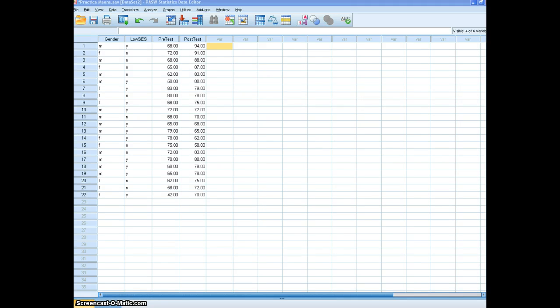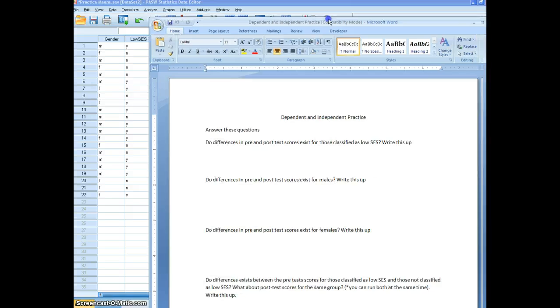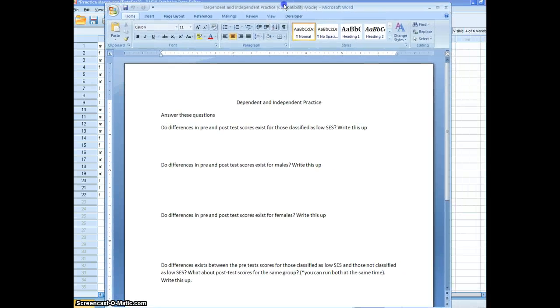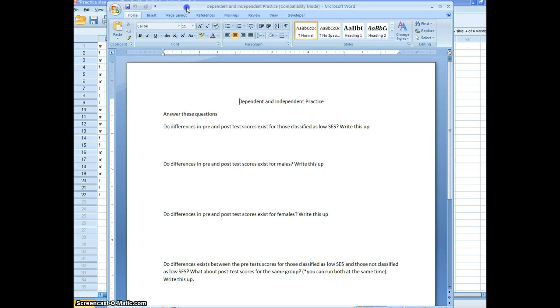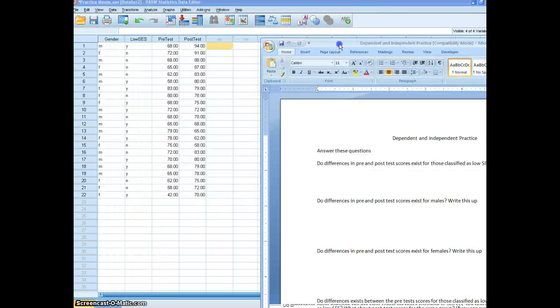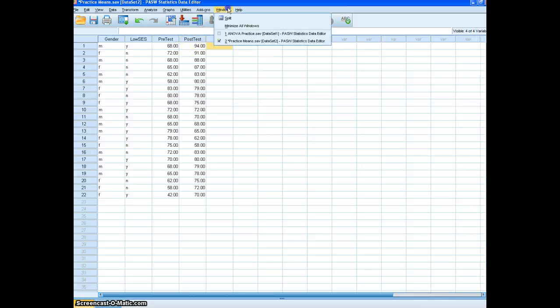In this session, we're going to go over the questions about the dependent and independent t-test. There are several questions that were asked about this, and it seems to be creating some issues because I know several people are picking the wrong t-test to run on this. So I've got the data open, the practice means data.